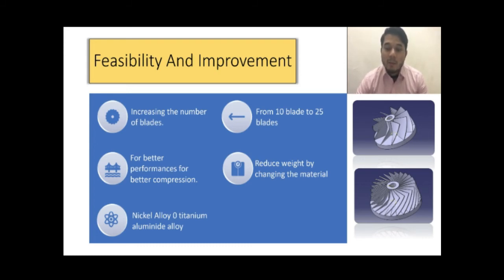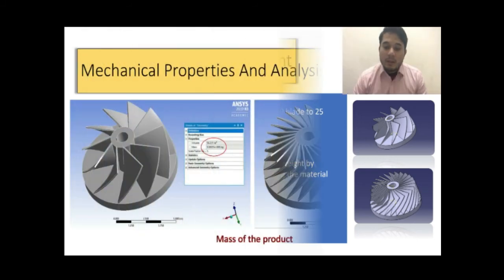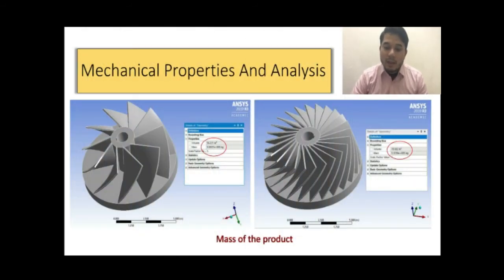Lastly, this study aims to reduce the weight of the turbine propeller and improve the performance of the propeller. Even though the weight of the propeller can be reduced, the strength of the propeller might be better on the old design rather than the new design. This can be justified from this study. Next, we go to the mechanical properties and analysis.